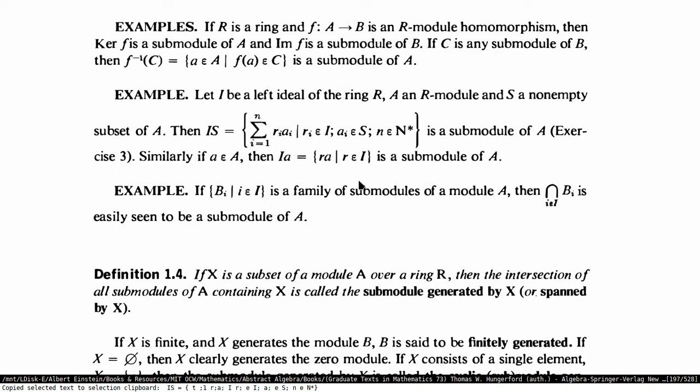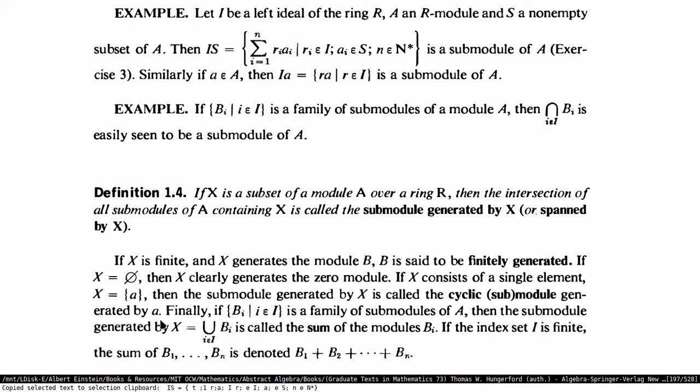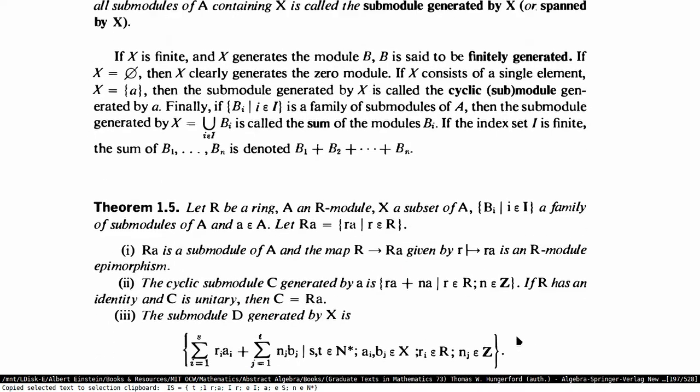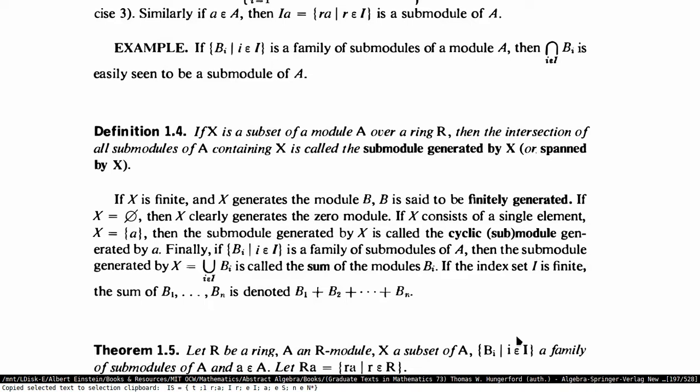Okay, so let's see what else. If you have a family of submodules, then the intersection of all the elements in the family is also going to be a submodule of A. Now we're going to introduce some other stuff. Like we saw in groups, you have finitely generated groups and stuff like that. Something similar happens in modules, too. If you have a subset of a module A, which is an R-module, then the intersection of all the submodules of A which contain the subset is going to be a submodule altogether. And this submodule is generated by this subset.